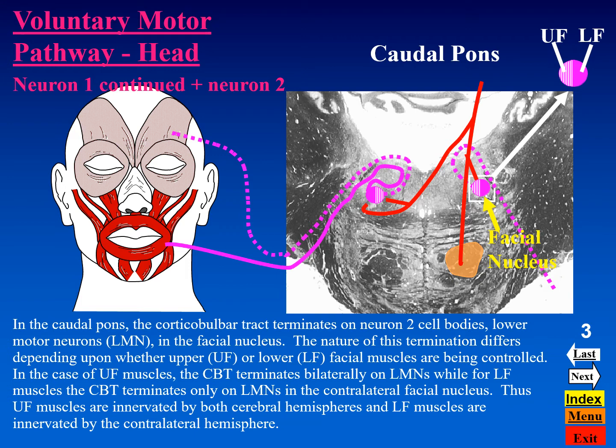So as a result, the upper facial muscle groups actually receive motor innervation from both cerebral cortices, while the lower facial muscles only receive motor innervation from the contralateral cerebral cortex.